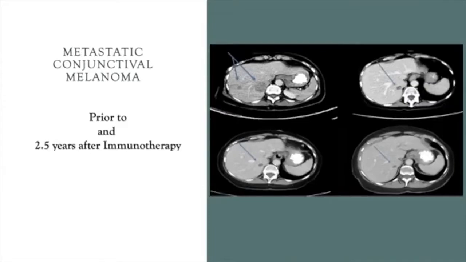Here is another patient with sequential CT scans. On the top left, you see 2 metastatic foci. Over the subsequent every 6-month CT scans, the one lesion disappears and the other one shrinks, but does persist as a small lesion. 2.5 years after immunotherapy, the patient is controlled.